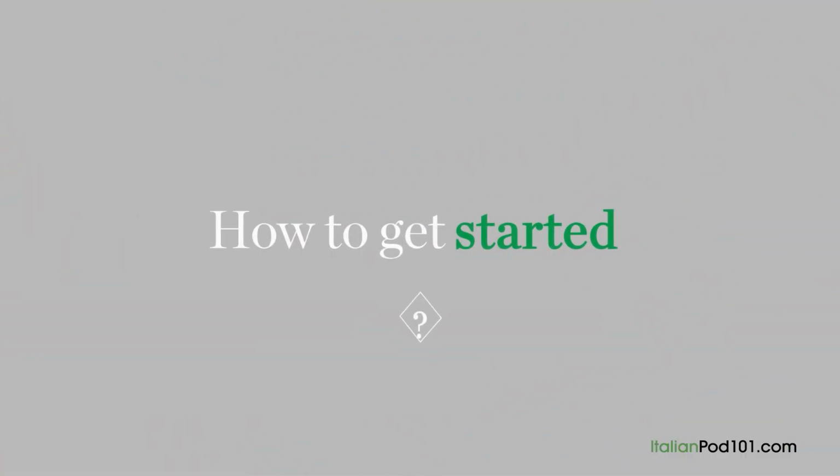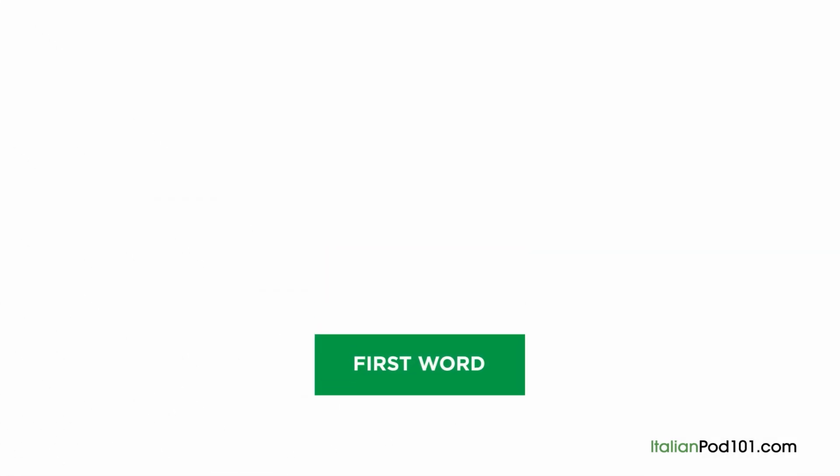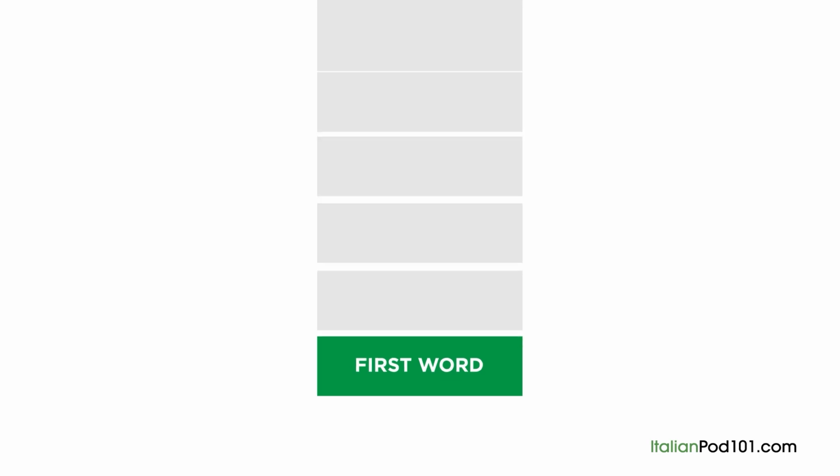Now we've talked about why you should start learning a language and why you should start learning Italian, but how should the viewers get started? Getting started is actually very simple. Just start by learning your first word in Italian and build up from there. The good news, though, is that you already know some Italian.